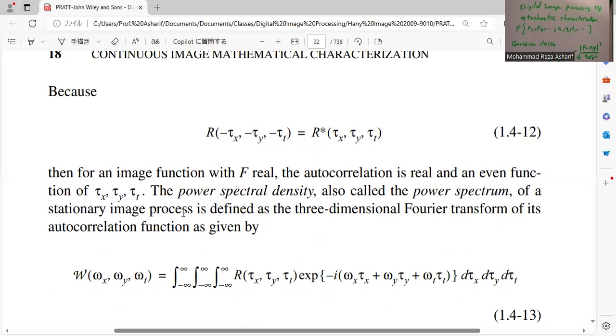The stationary image process power spectral density is defined as the three-dimensional Fourier transform. We defined the Fourier transform previously, with omega x, omega y, omega t. This large omega means the Fourier transform of the autocorrelation. So it is the triple integral of R times exponential of minus i, omega x tau x, omega y tau y, omega t tau t. So tau is the difference between t1 and t2.